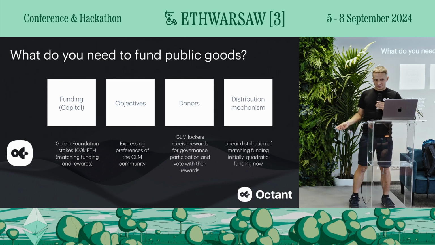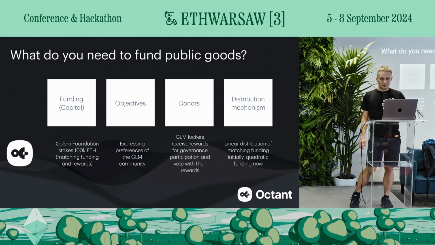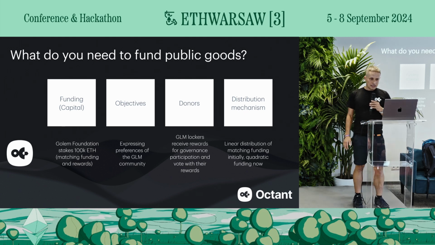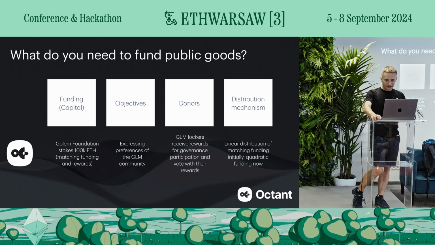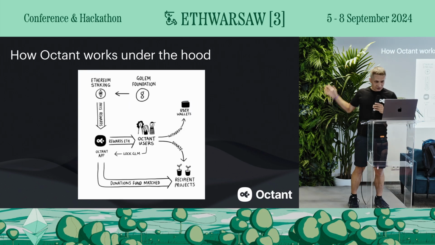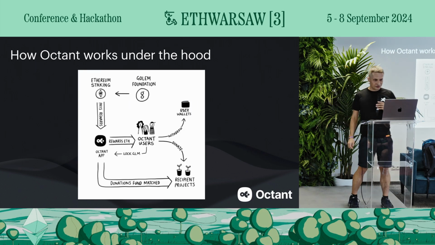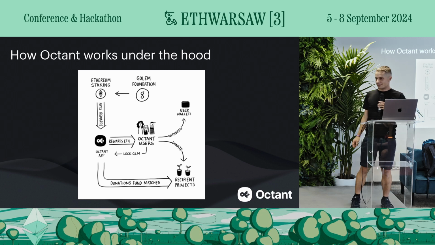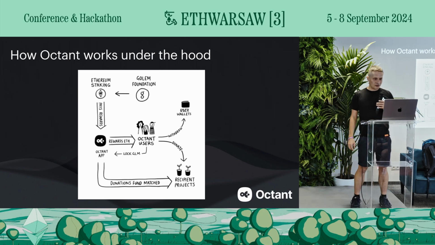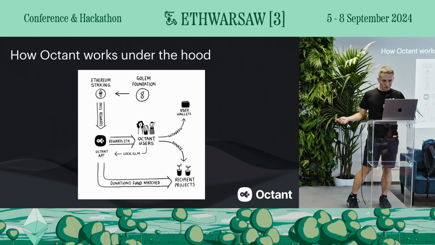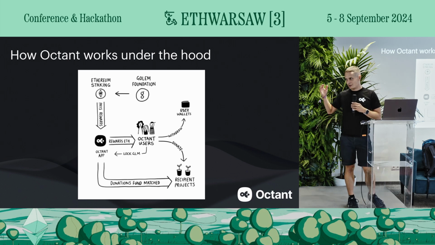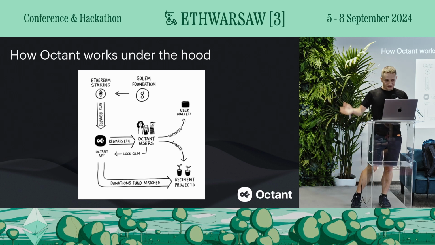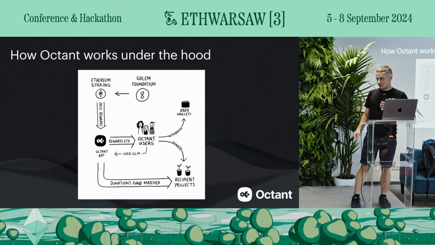In our case, I will say a few words about that later, but we started with a linear distribution of matching funding. Now we are using quadratic funding. Here is a very simple chart that shows the flow of value in Octant. So again, we start with Golem Foundation staking ETH. This generates yield, which is then directed to Octant.